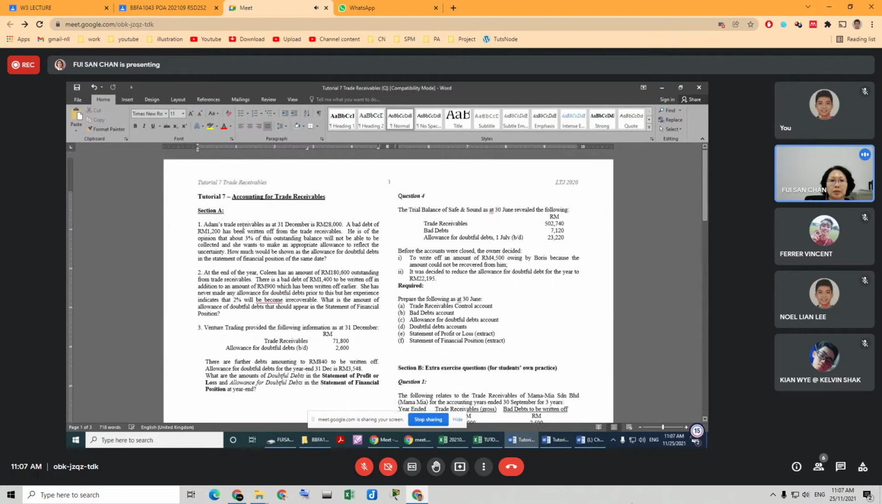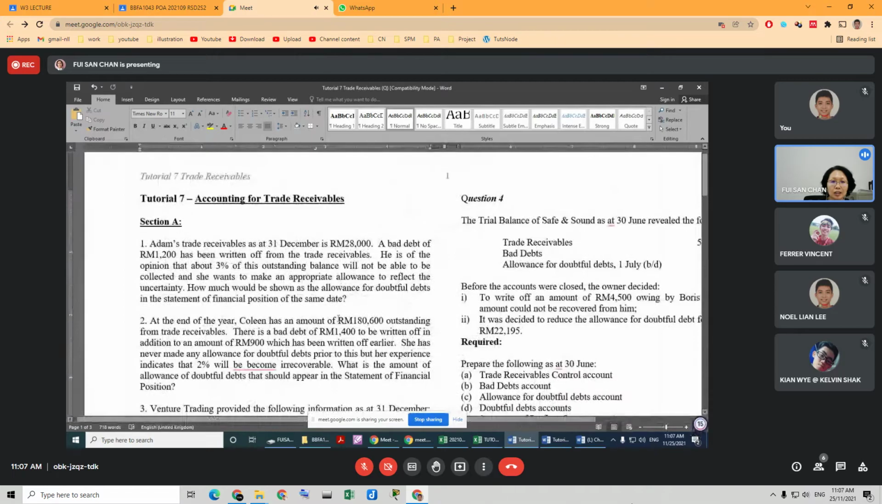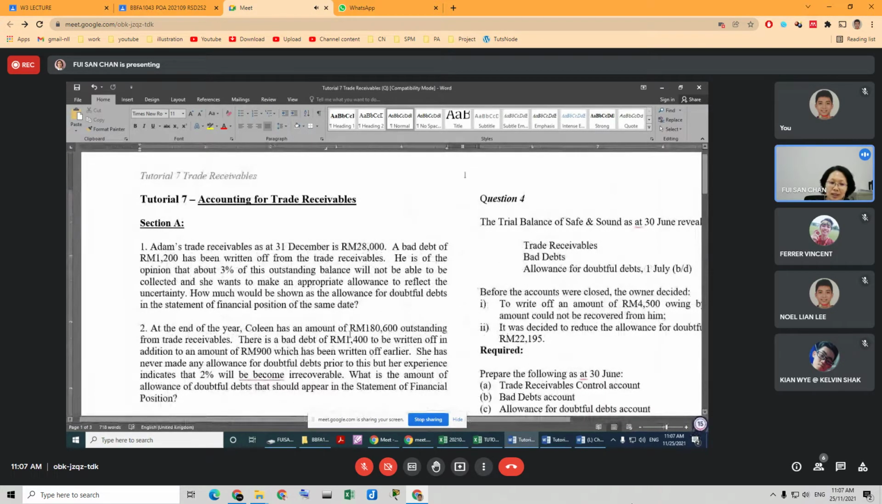Right, so we start from the first question. The first question tests whether you understand what the question says. If you understand, the answer is very straightforward. It says here, Adam's trade receivable as at 31st December is 28,000, right? Then a bad debt of 1,002 has been written off from the trade receivable. So I said, this one has been written off, meaning this 28,000 has already deducted 1,002 or not? Already deducted? Anyone?